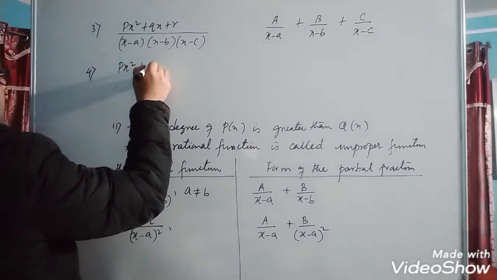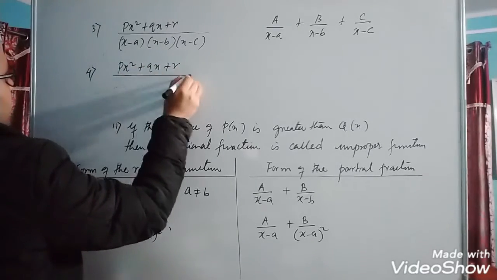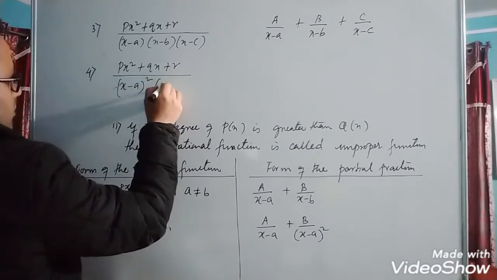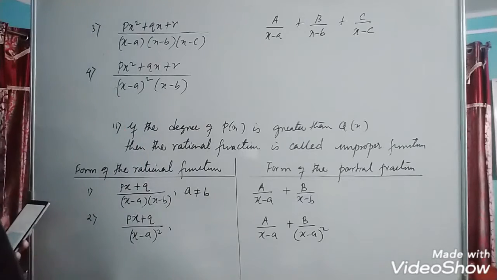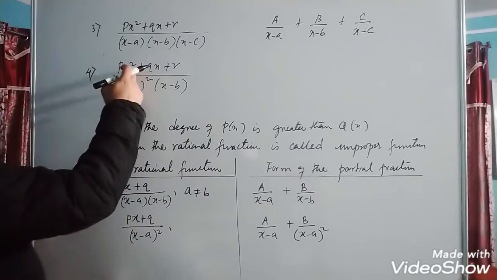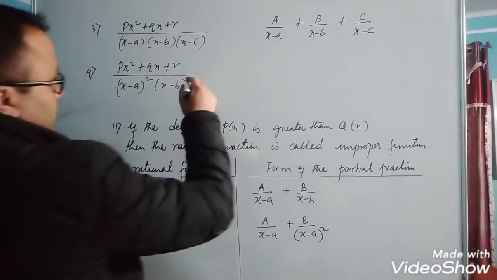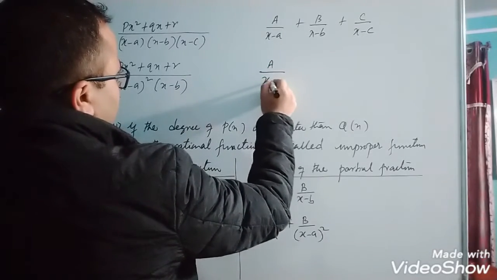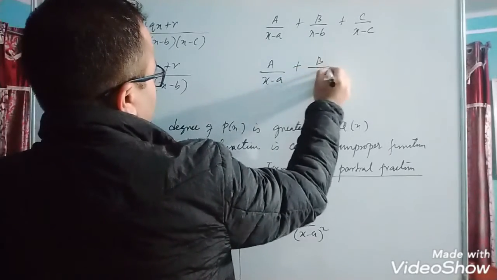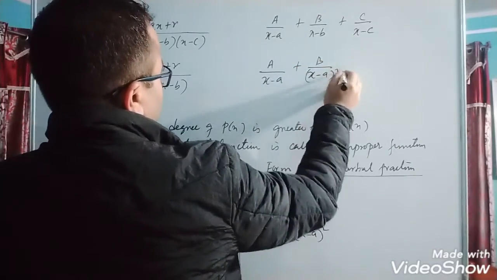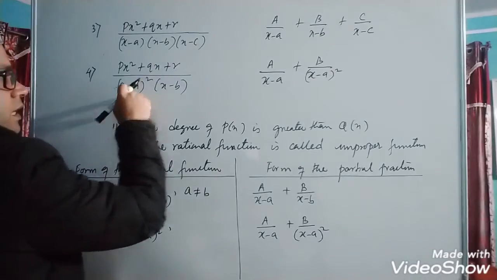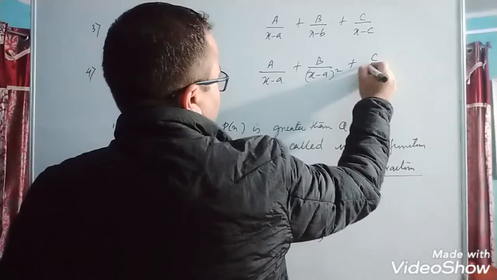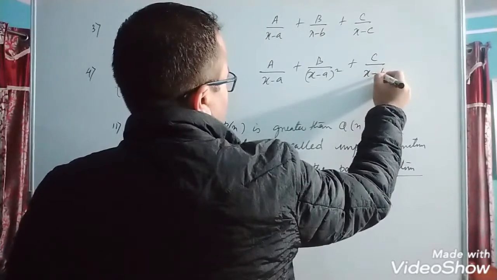Number 4, px square plus qx plus r divided by x minus a whole square into x minus b. Here also the degree of the numerator is less than the denominator, so it is a proper function. In this case, first we will write a by x minus a, plus b by x minus a whole square, plus c by x minus b.